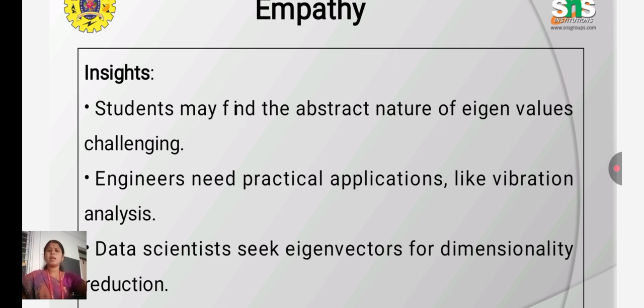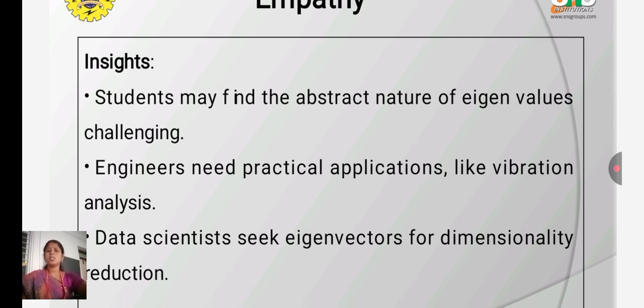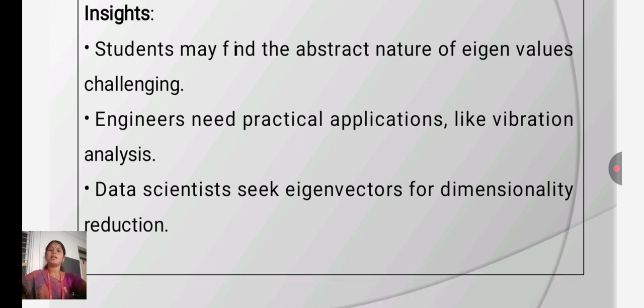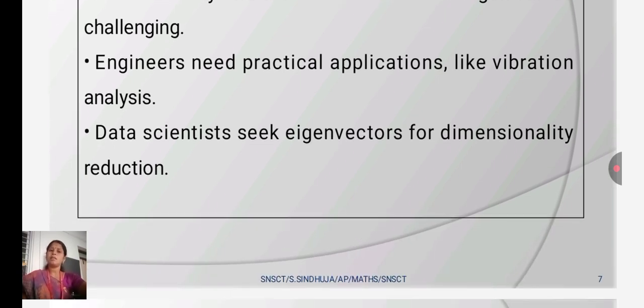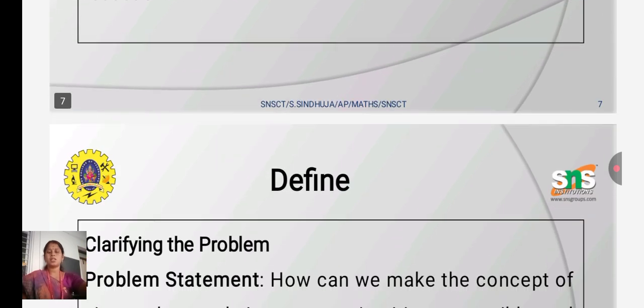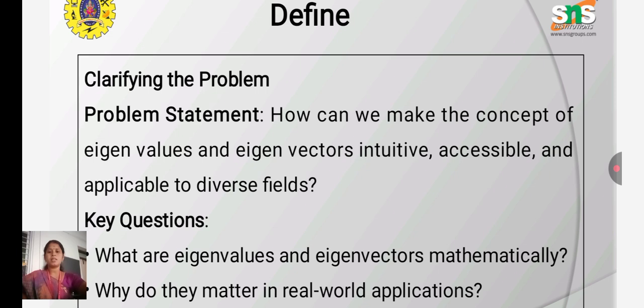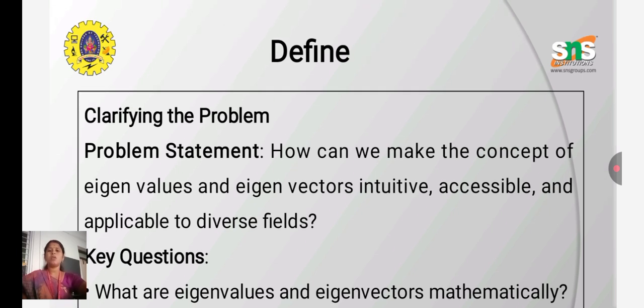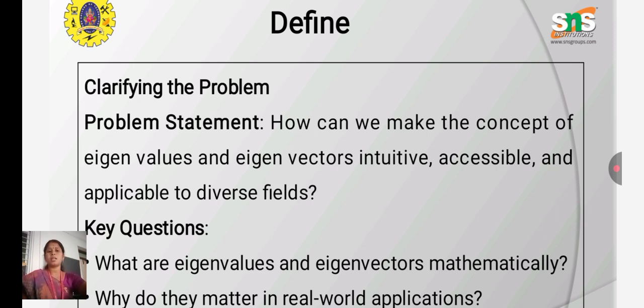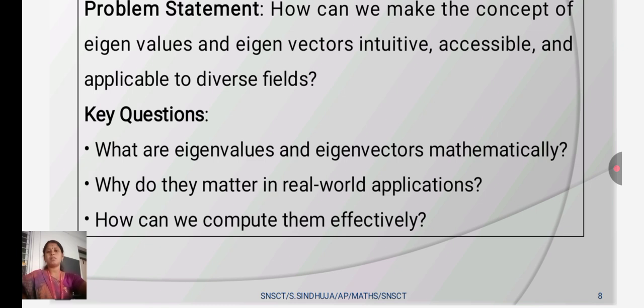Students may find the abstract nature of eigenvalues challenging. Engineers need practical applications like vibration analysis. Data scientists seek eigenvectors for dimensionality reduction. All these come under empathy. Here, what we are trying to define, that is clarifying the problem, is how can we make the concept of eigenvalues and eigenvectors intuitive, accessible and applicable to diverse fields.